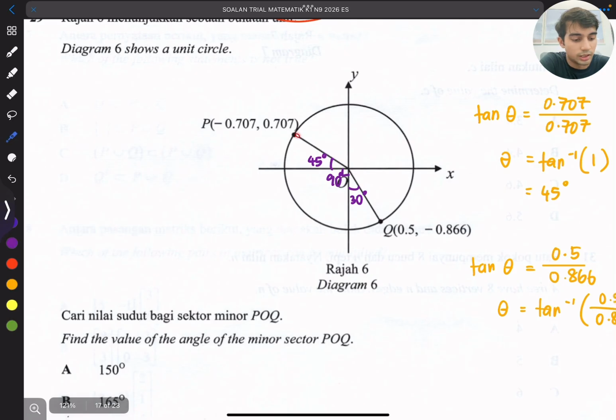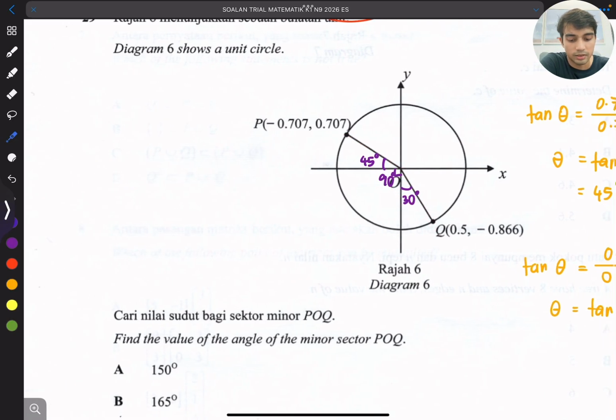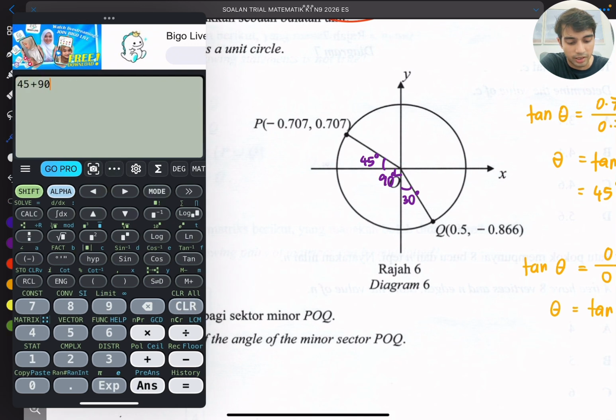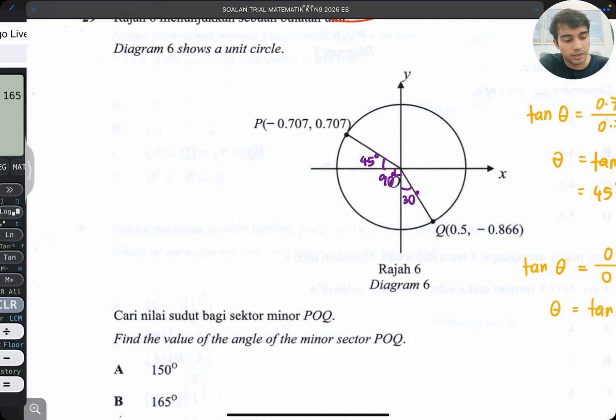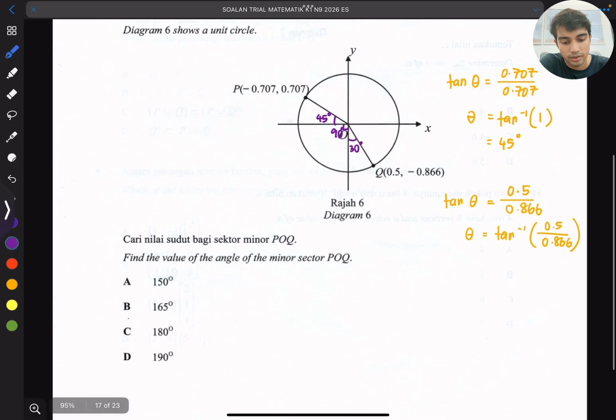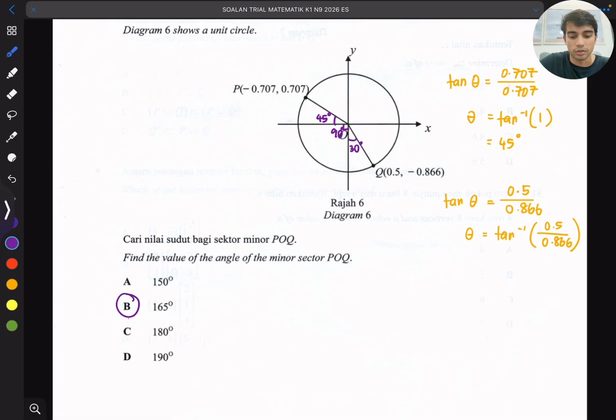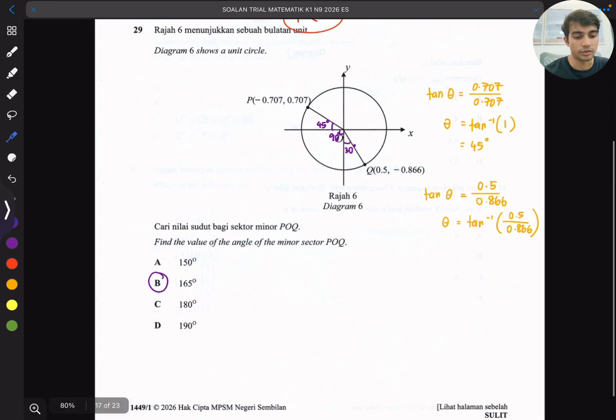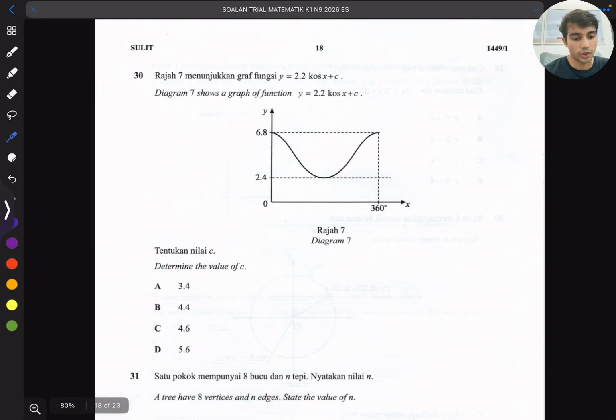So the total angle will be the sum of all these. We just add 45 plus 90 plus 30, 165. That's it. So to solve this kind of question, we need to draw right-angled triangles. Then you identify your x value is this, your y value is this. Then you can solve. Question 30.